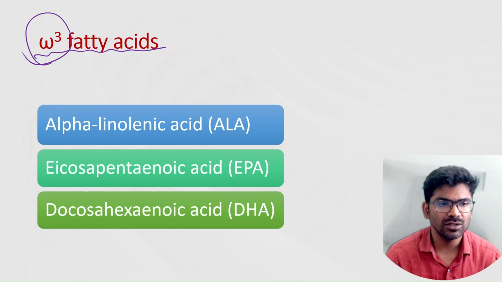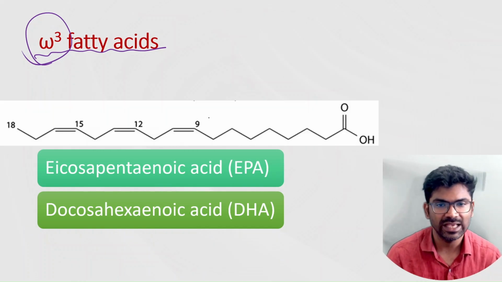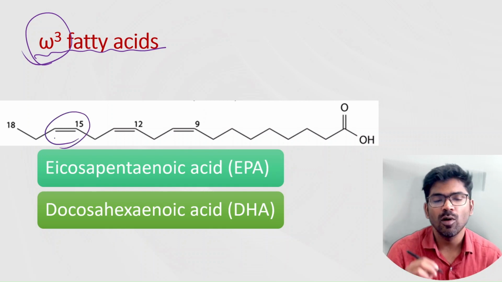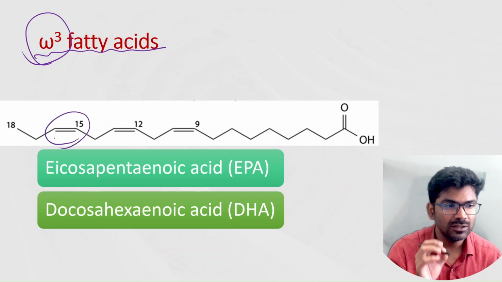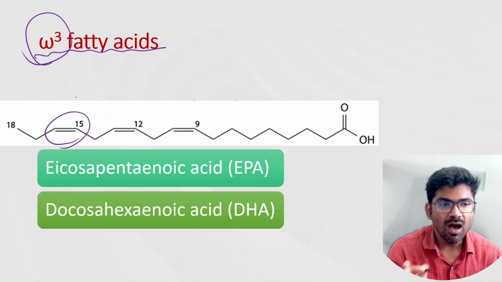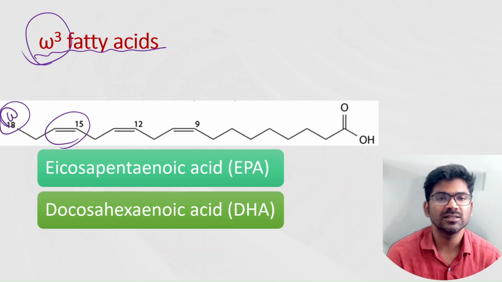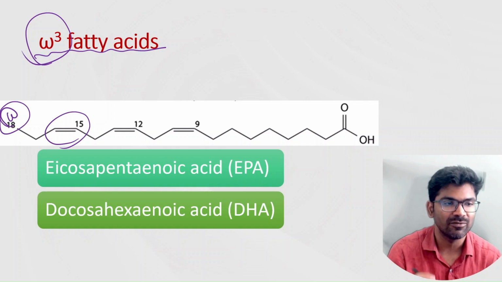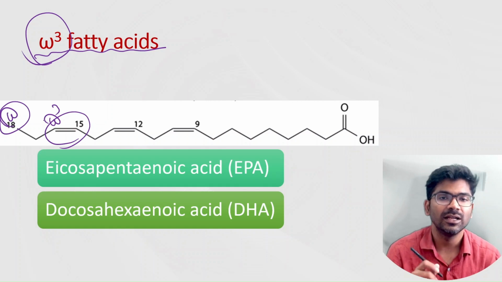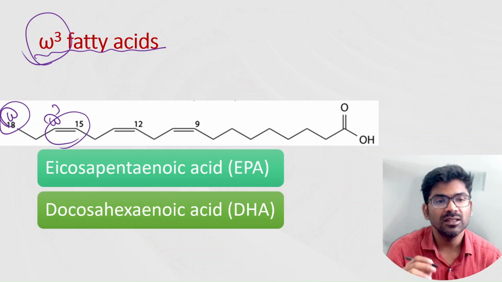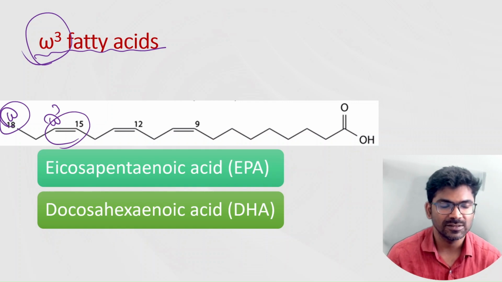If you look at the structure of alpha linolenic acid, you can see that there is a double bond in the 15th position. The last carbon, this side, this is the omega carbon. Omega is the last letter of the Greek alphabet. So omega 1, omega 2, omega 3. So there is a double bond in the omega 3 position. So that is why these are omega 3 fatty acids.